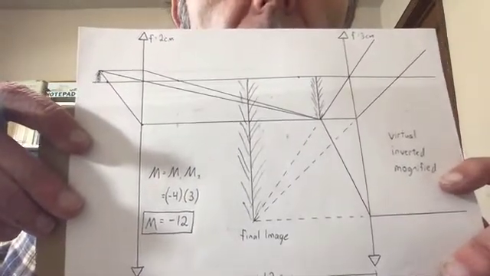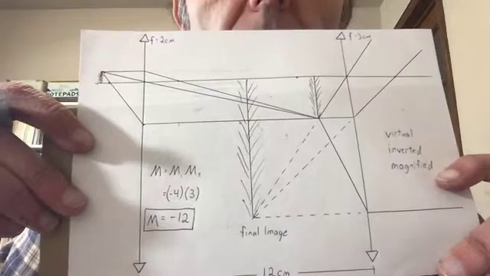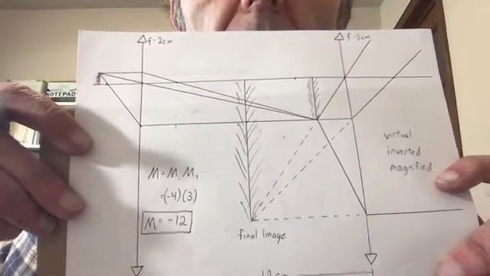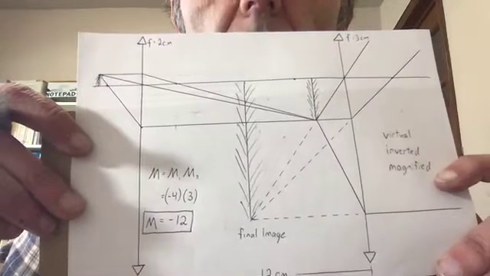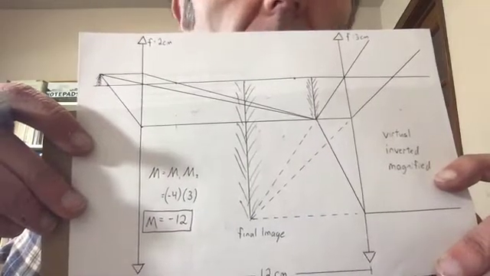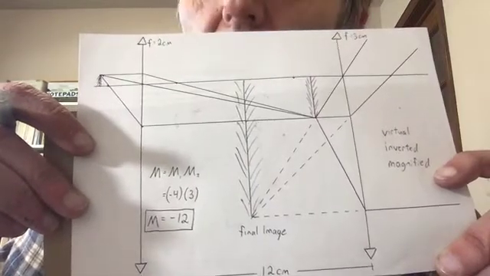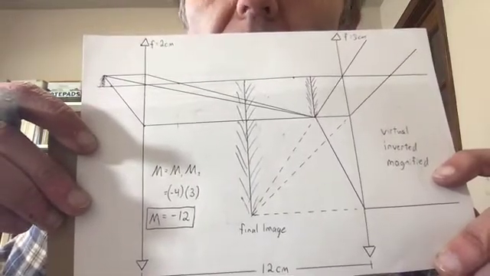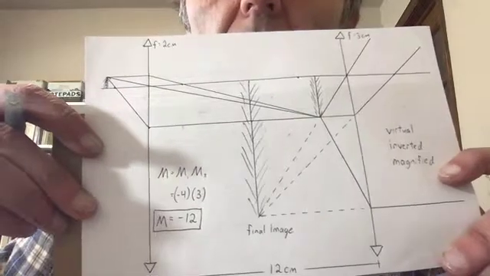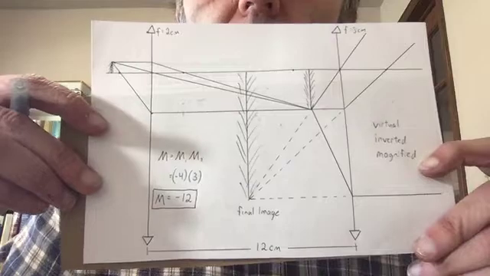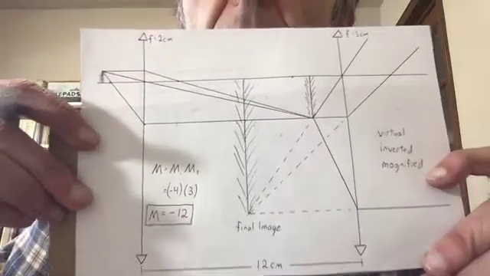The magnification of the first lens was -4, the magnification of the second lens was 3, so the total magnification is -12, as it should be because the final image is inverted compared to the object, so it should be a negative number. But it's highly magnified because its absolute value is 12, which is much larger than 1, so we get a very large magnification. So this is the compound microscope.